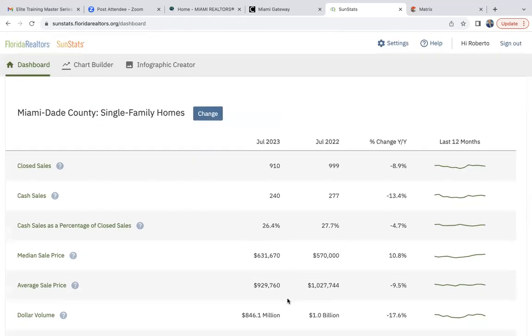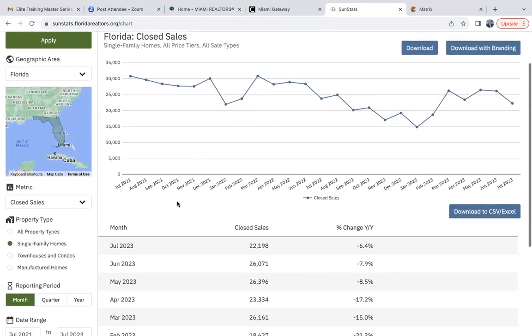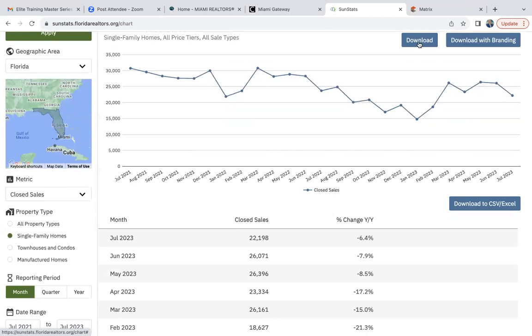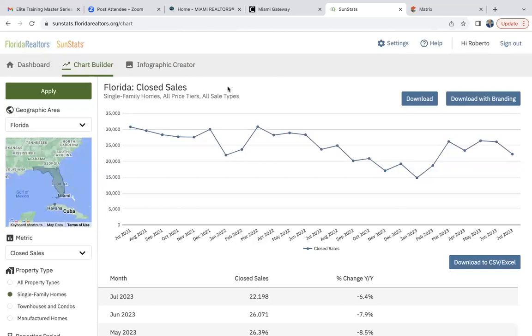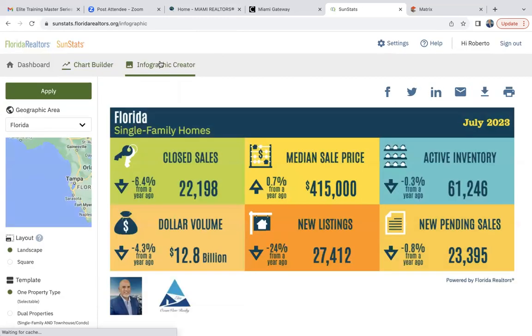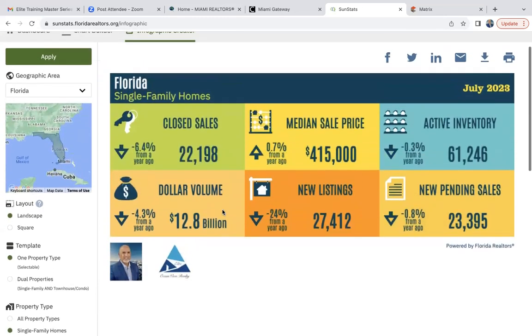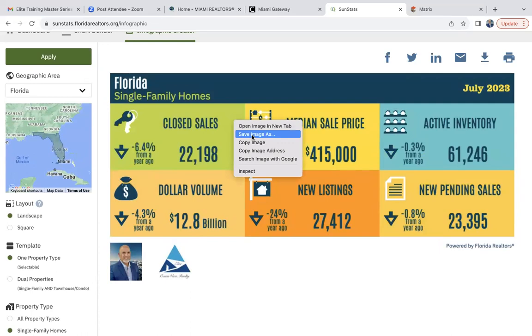If you wanted to present this, you can always go here to where it says chart builder, and you can download a PDF here. You can download it with your branding so you can present it to your clients. And if you wanted this for social media marketing, you can always go to infographic creator here, and it creates a nice little infographic that you can save to your computer. Right click, save the image, and you can use it to post on Instagram, Facebook, and other social media outlets.